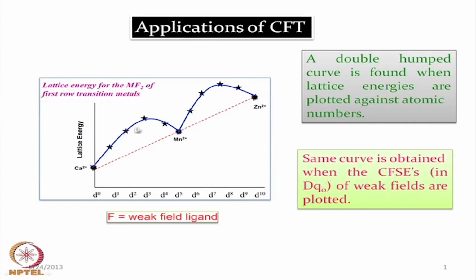So, it is only the contribution from the CFSE above this particular line, which is directly connecting, where we do not have any contribution for the ions like calcium 2 plus, manganese 2 plus or zinc 2 plus.